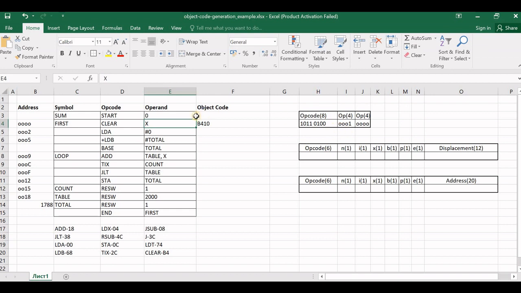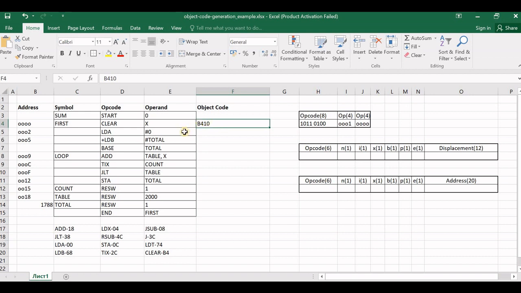So 1 is the number that is associated with X. Represent that 1 over here instead of X, and since you don't have a second operand, make the second operand's 4 bits zeros. So you are done with the object code generation, that is, convert these ones and zeros to hexadecimal values and place it over here. So this is how you convert the CLEAR X instruction into the object code.